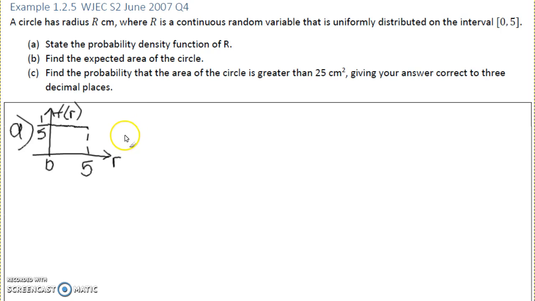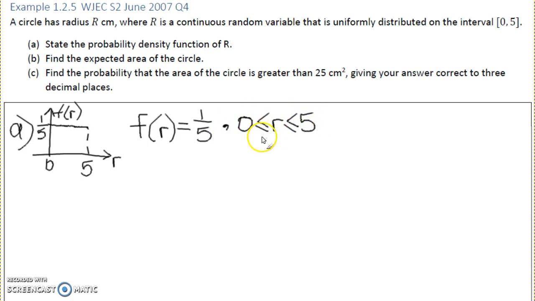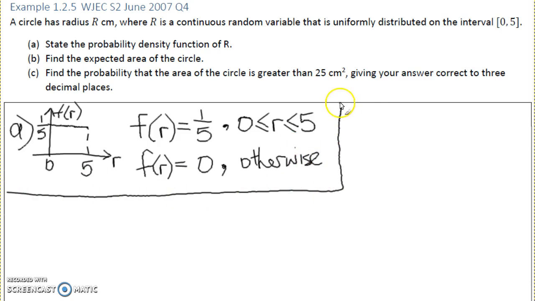Let's state that now. f of R is 1/5 if R is between 0 and 5. Should really put a comma in between there. And f of R is 0 for all other R values. That's it for part A.